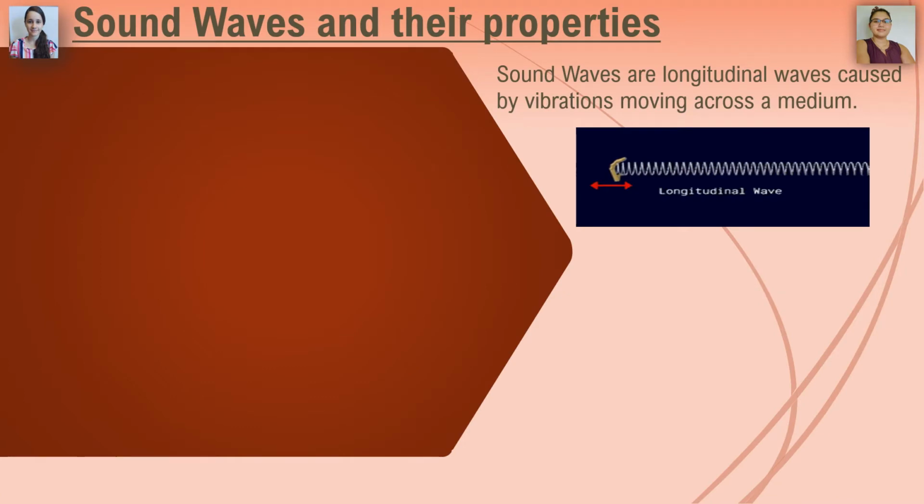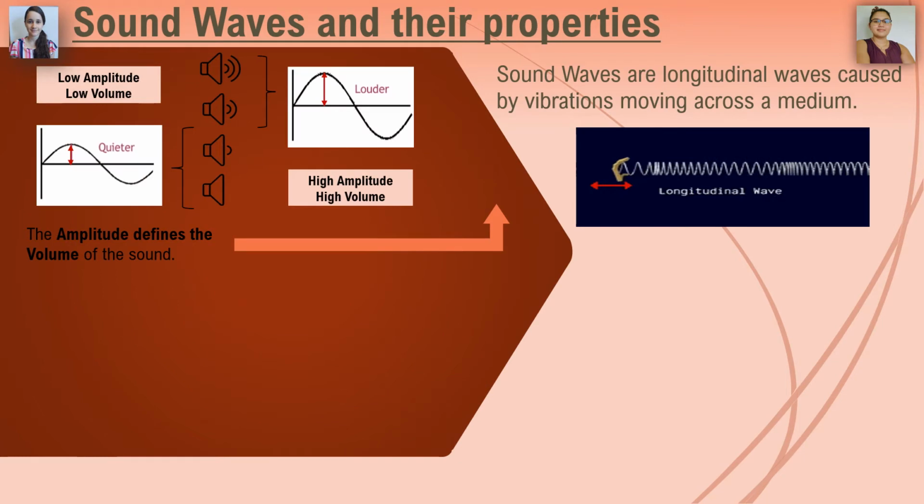Sound waves are longitudinal waves caused by vibrations moving across a medium. The volume in a sound wave can be represented in a graphical way by the amplitude of a sine wave. The lower the amplitude of the sine wave, the lower the volume will be, and vice versa, the higher the amplitude, the louder the sound will be.